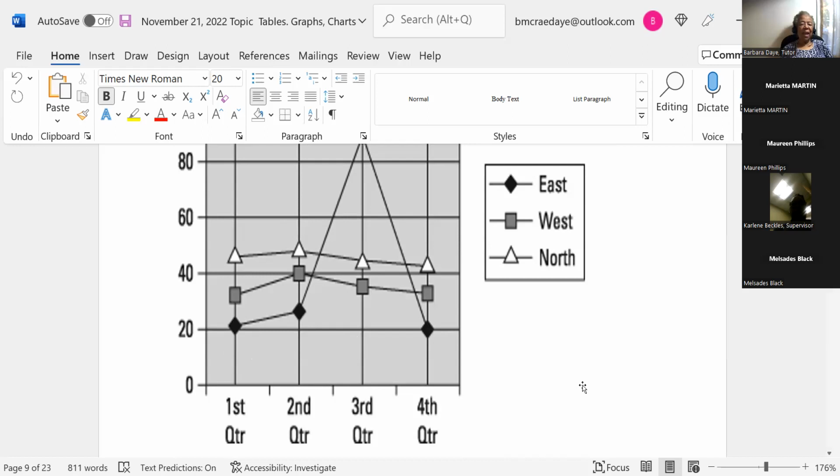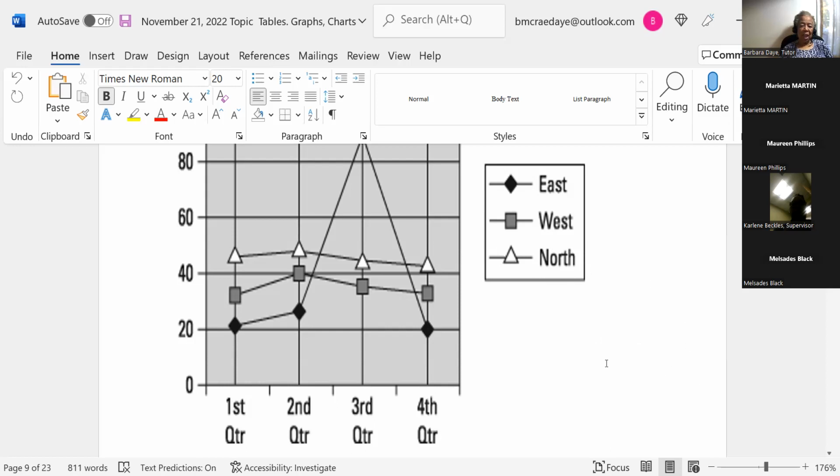Now, if I ask you a question and say, what region had the highest hat sales in the fourth quarter? What would you say, Mercedes? In the fourth quarter, I would say the triangle, which is in the west. What's the triangle again? North. So I would say the triangle, which is in the north, is the highest. You would just say the north, because I ask what region. You say the north region in the fourth quarter had the highest sales.